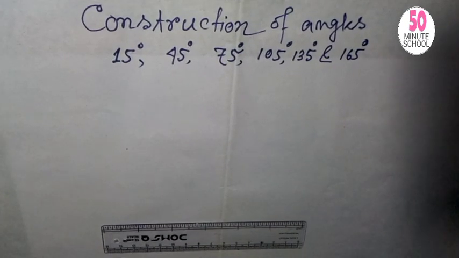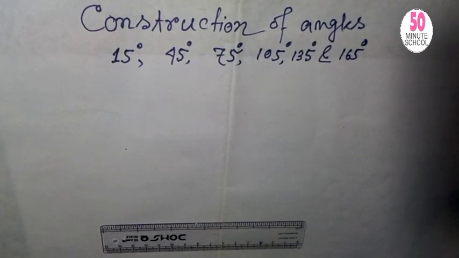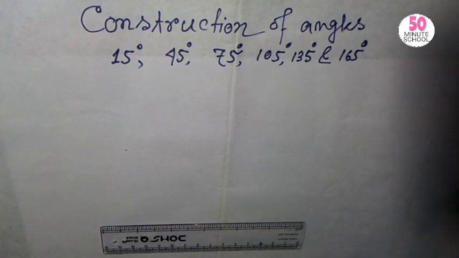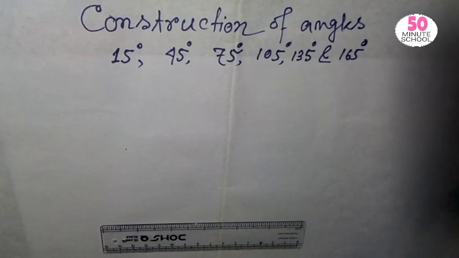I start a construction of angles: 15 degree, 45 degree, 75 degree, 105 degree, 135 degree, and 165 degree.